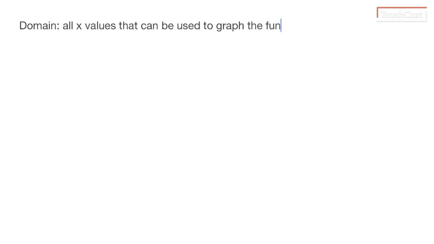Now this next part should be a bit of a review. We're going to look at the domain and the range of these functions. And as a reminder, the domain represents all x values that are used or can be used to graph the function. The range is all the y values that are used to graph the function.